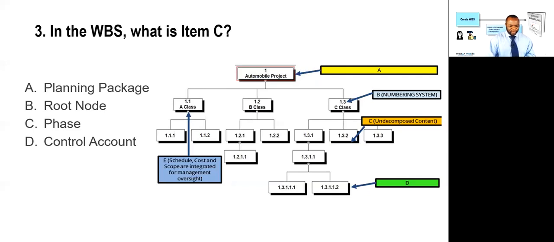Majority of the people went with A. And let's see, is it A? So it says, what is item C? Undecomposed content, planning package. We got to take a look at this. So if you chose planning package A, you are correct. It is a planning package. But why is that the answer?